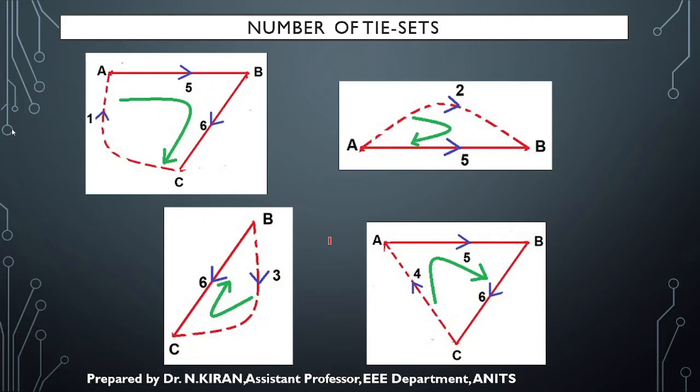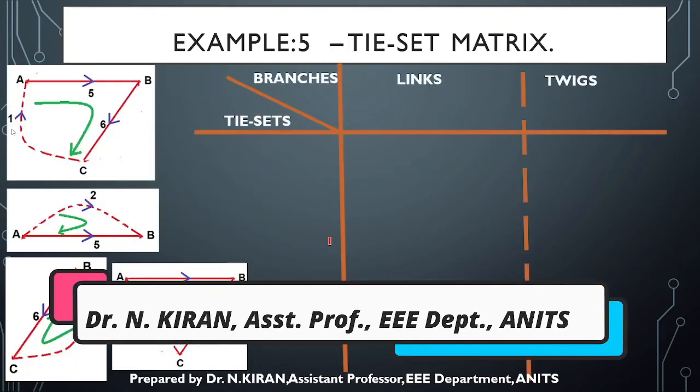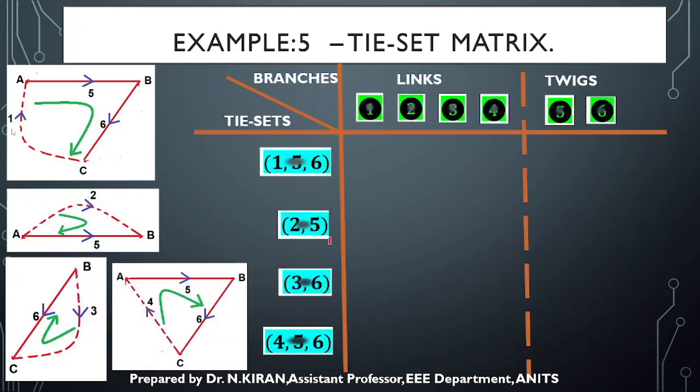Using this, now we'll try to form the tie set matrix. While forming the tie set matrix, remember first the links should be entered, then the twigs should be entered. Here the links are 1, 2, 3, 4 and the twigs are 5 and 6. Whatever order is followed here, the same order should be followed here also.